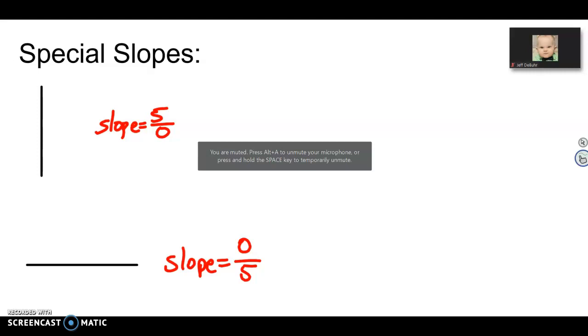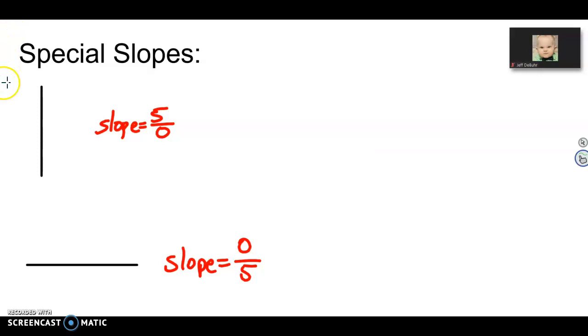I almost forgot to talk about our special slopes. Our two special slope situations here are a vertical line. When you look at the picture, it's a vertical line. And when you go to calculate your slope, you end up with a fraction that has a 0 on the bottom. And as we all know, you can never have 0 on the bottom of a fraction. So we declare the slope there to be undefined, and we abbreviate that with UND because you cannot have 0 on the bottom of a fraction.